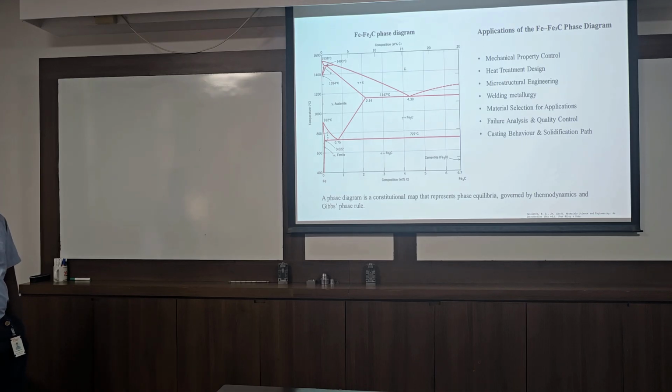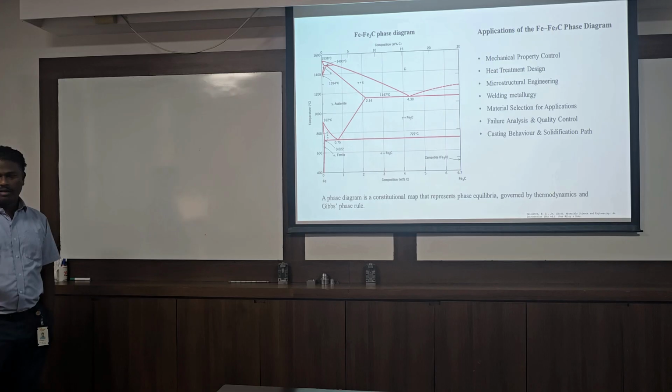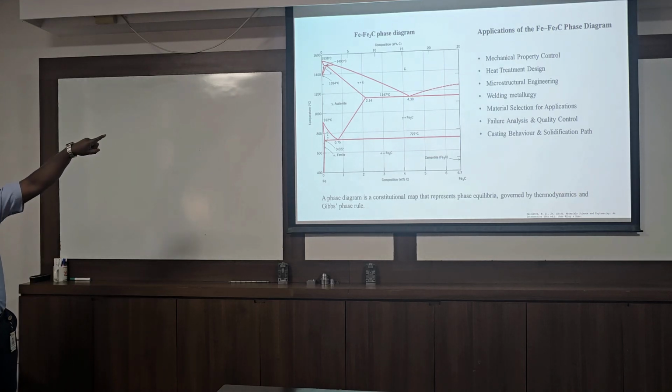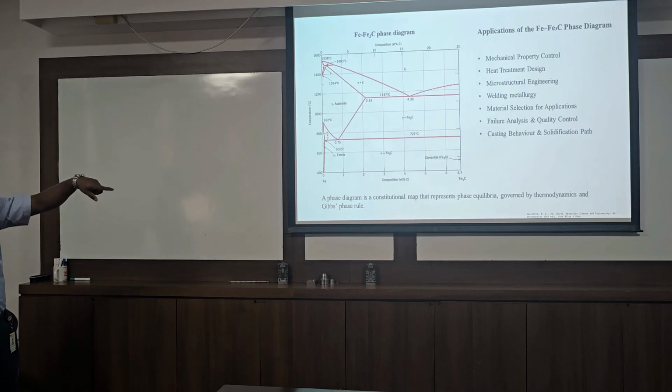In welding metallurgy, welding is a melting of the metal for joining, where it goes to the liquid state and solidifies to room temperature. When you go from solid to liquid to solid, how it will solidify and what kind of phases are there will also be known from the phase diagram.